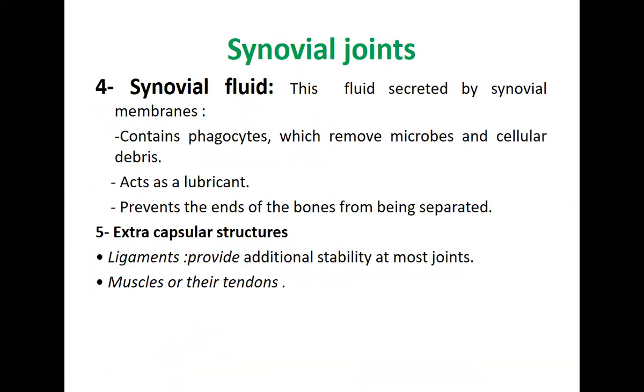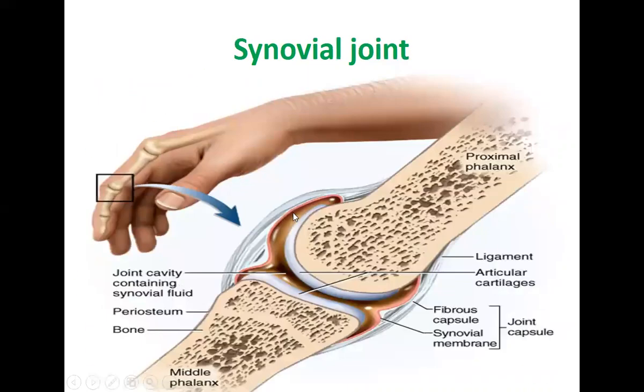Now coming to the fourth feature, synovial fluid. Inside this, this fluid is secreted by the synovial membrane. Always there will be the presence of a fluid inside this. The joint cavity contains synovial fluid. Always there will be a small quantity of fluid secreted by this synovial membrane, which is always present here and acts as a lubricant. That is the synovial fluid.